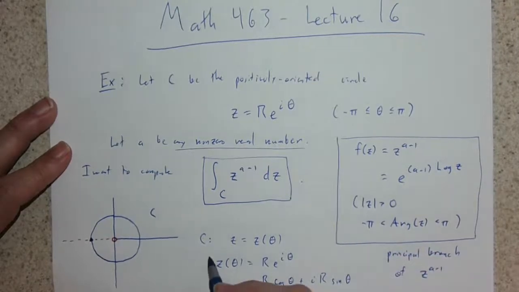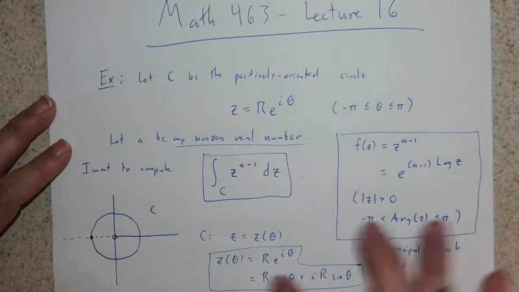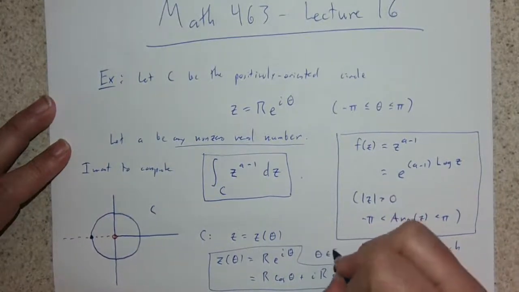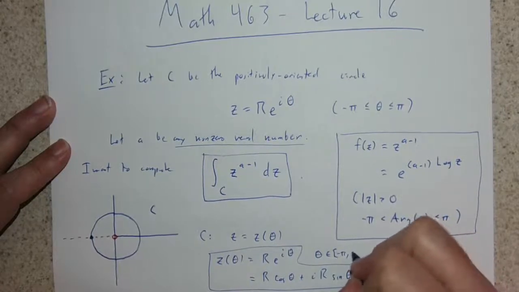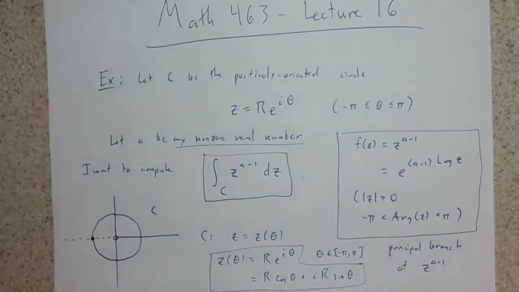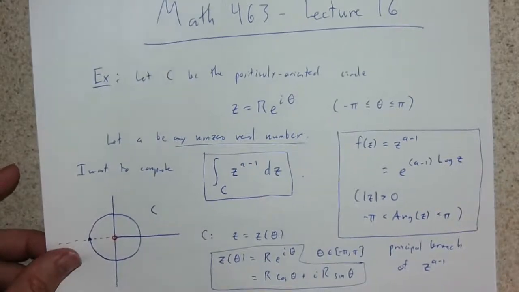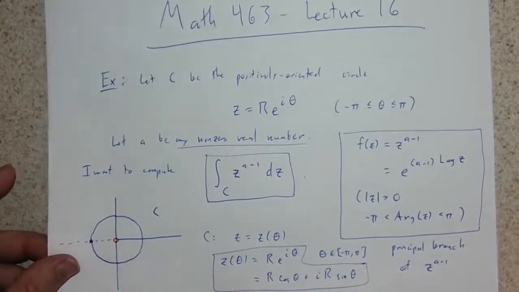Okay, so here's our representation for C. Of course, theta lives in minus pi to pi. So your parameterization, you also have to have your window where your parameter lives, of course. Okay, so then if we are actually going to compute this, I have to write out the integrand that shows up in the definition, right?